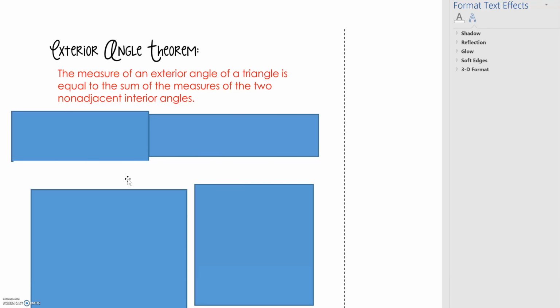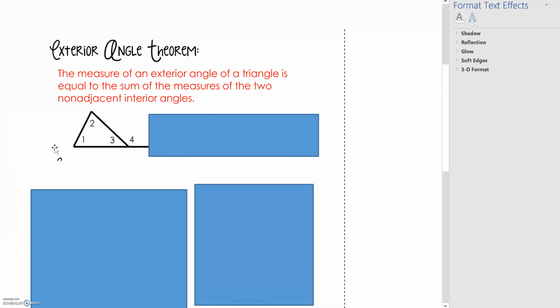There are a lot of vocabulary words here. Exterior meaning outside angle, then non-adjacent interior angles. If you remember when we talked about angles, we said non-adjacent means those are the ones that are not next to. Interior means inside angles. So let me show you a diagram to see, okay, what does this mean?